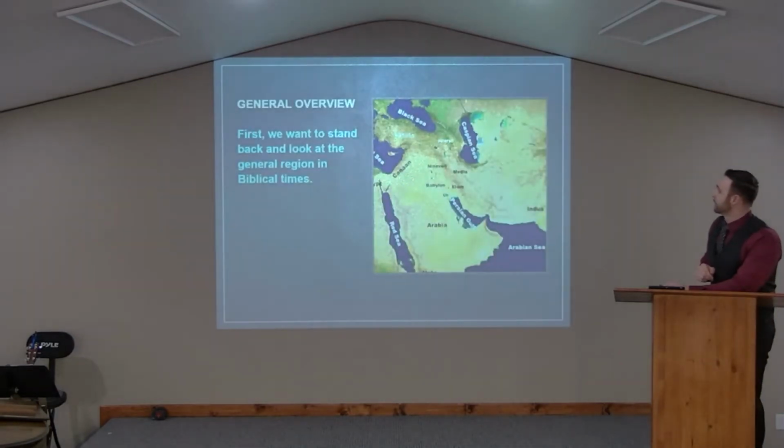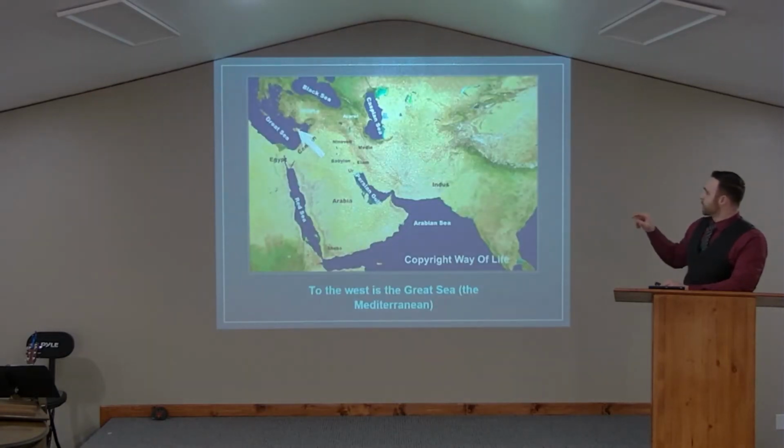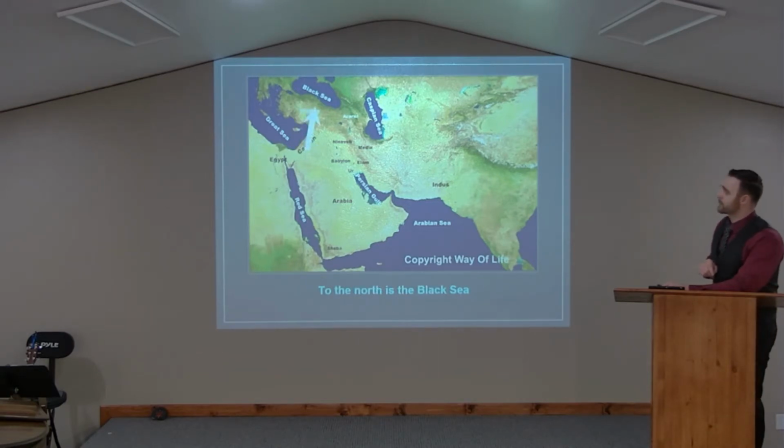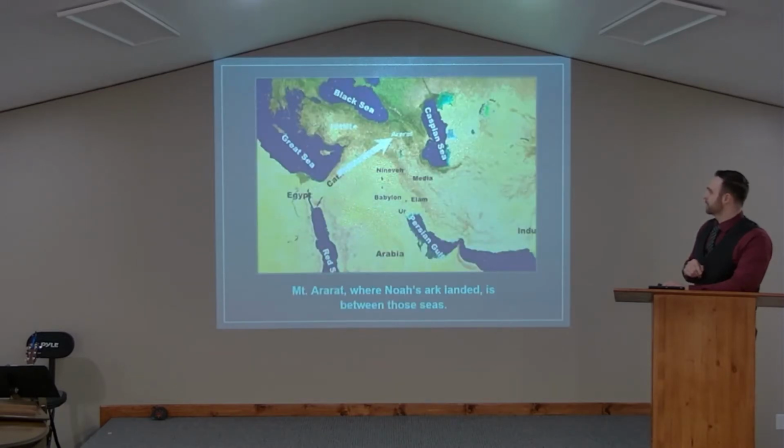Now expanding out to a big overview, we want to stand back and look at the general region. So here's the region of Israel. We have some big cities over here, and then we have some seas around here in Arabia. Over here to the west is the Mediterranean. It's also called the Great Sea. That's right here. This is the area we're focused on right here, Israel. Up to the north is the Black Sea. And then off to the east, northeast, is the Caspian Sea. And between those two is Mount Ararat. That's right about where Noah's Ark landed, right there.